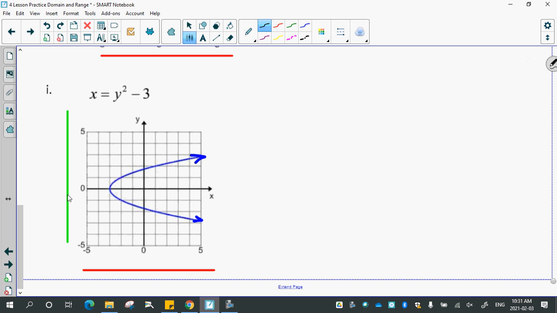Okay. What do we say? Is it a function? No, very good. I can put my vertical line here. You can see it touches in more than one spot. Everybody good?